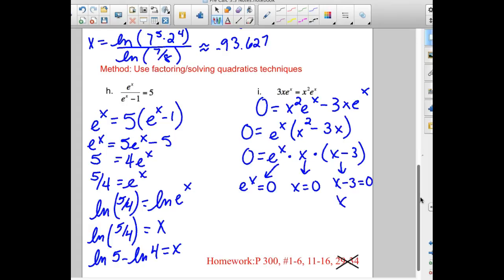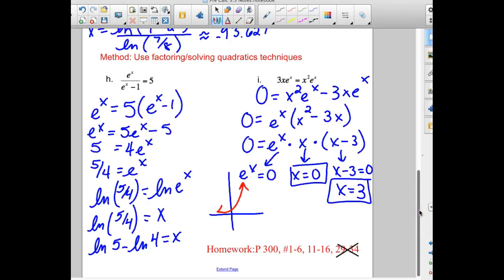So this one we can solve and just say x could be 3. This one we can say x could be 0. But if you think about your e to the x graph, if we graphed that exponential function, e to the x, it's always above the x-axis. So there's no x value that's going to make e to the x equal 0. So this would not give us a solution.